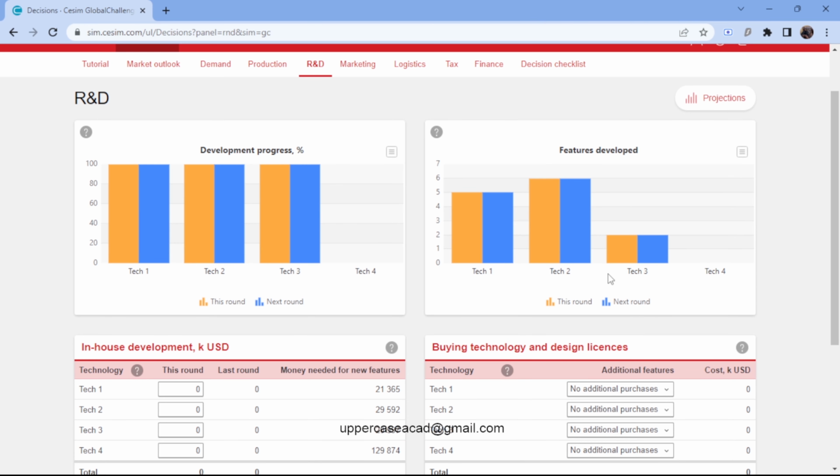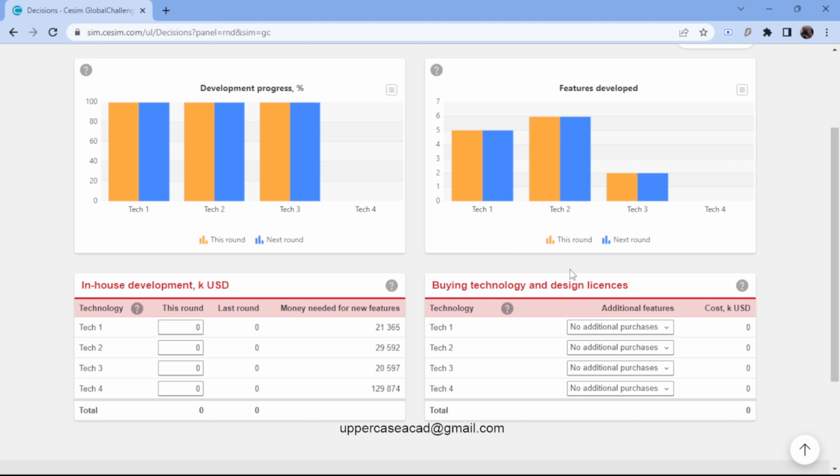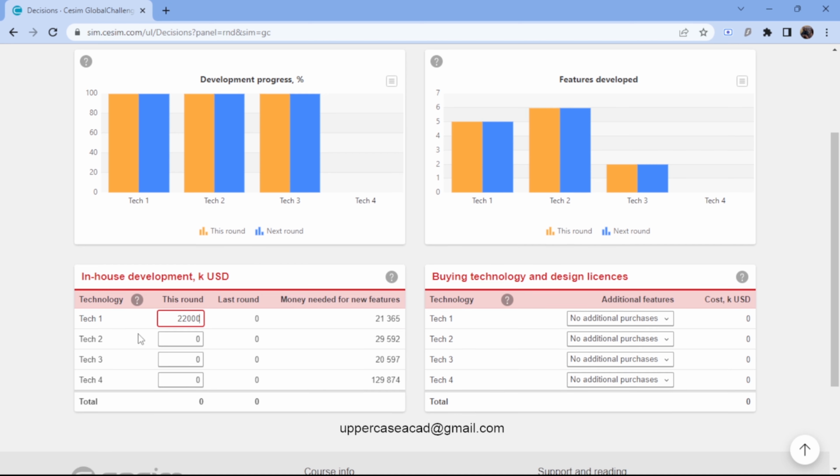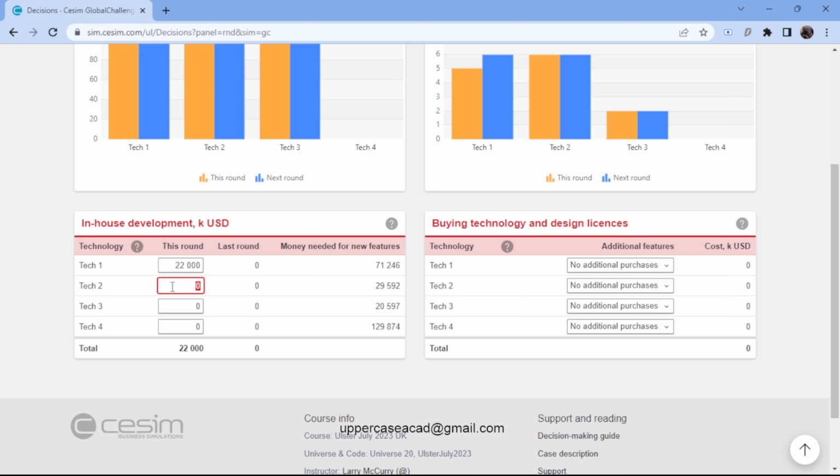Now, our journey begins with Tech 1, and during the R&D phase, our team invested 22,000 to develop and refine this technology. The goal is to bring innovative advancements to our product, and these investments will play a crucial role in its successful development. So moving on to Tech 2, we stepped up our game and allocated 30,000. This technology promises to enhance our product capabilities even further, and the investment was necessary to ensure its viability and competitiveness in the market.